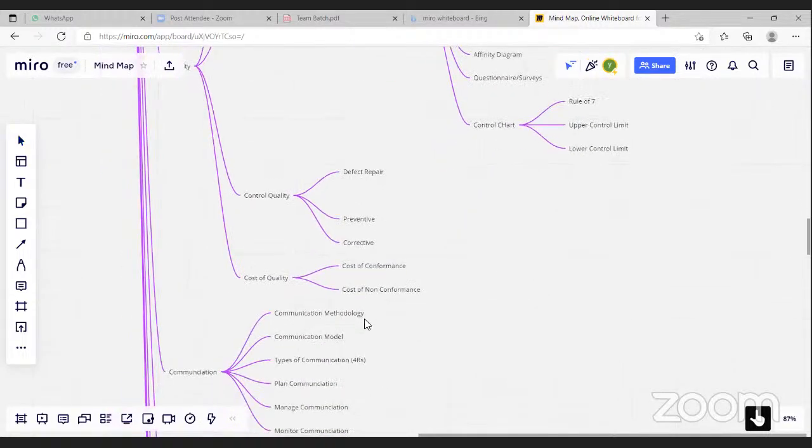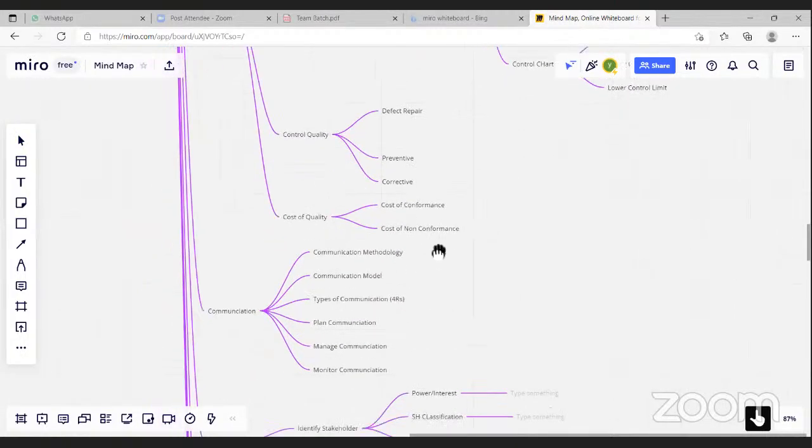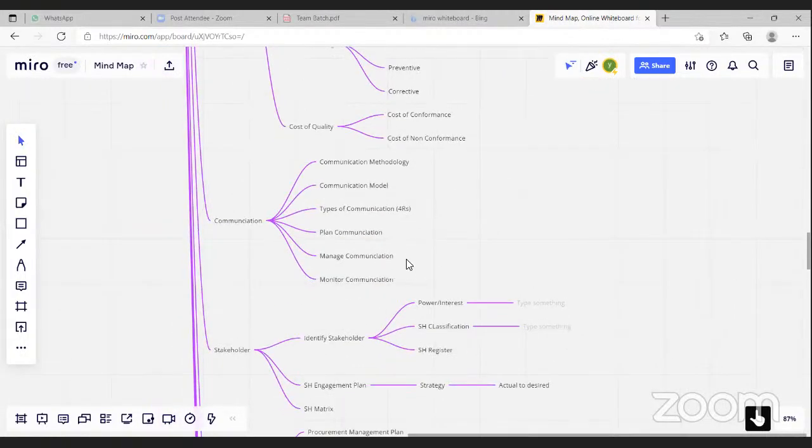Then cost of quality. We will determine the cost of quality as cost of conformance and cost of non-conformance. And next is communication. In communication, we have the communication management plan. We go through communication methodology, communication model, and types of communication, that is 4 R's. Then planning communication, manage communication, and monitor communication.